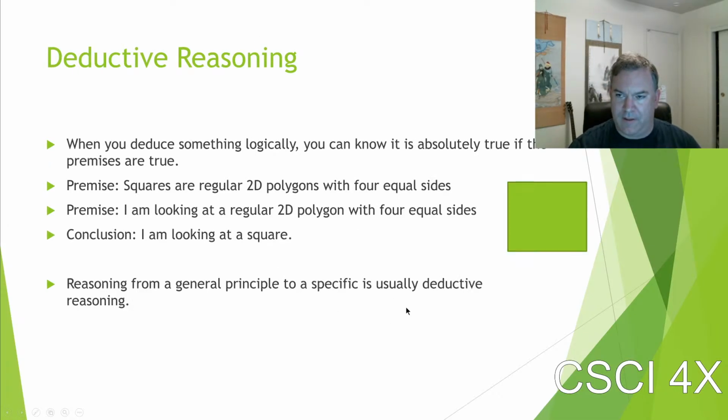With deductive reasoning, this is a logical argument. Like I said, the two valid forms of logical argumentation, modus ponens or modus tollens, are A-OK for deductive reasoning. For example, squares are regular 2D polygons with 4 equal sides. Premise, I'm looking at a regular 2D polygon with 4 equal sides. I don't know, that kind of looks like a rectangle to me. No. Conclusion, I'm looking at a square. Generally speaking, if you have a general principle and you're arguing to a specific, that is deductive reasoning.